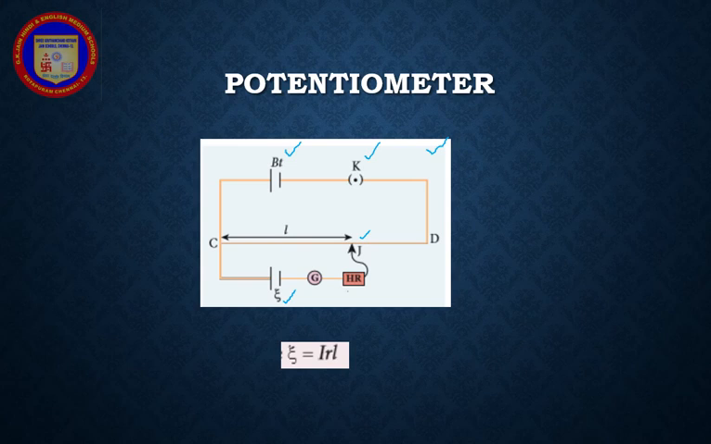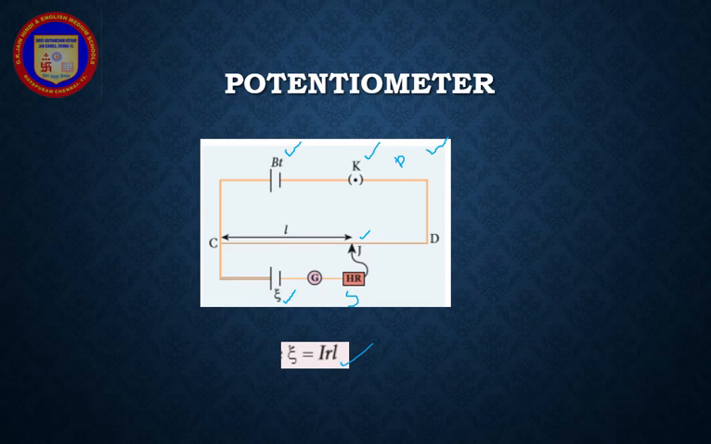Now, let me move the jockey and make contact on the wire. If the potential difference across CJ is equal to the EMF of the cell ξ, then no current will flow through the galvanometer and it will show zero deflection. CJ is the balancing length L. The potential difference across CJ is equal to IRL, where I is the current flowing through the wire and R is the resistance per unit length of the wire. Hence, ξ is equal to IRL.